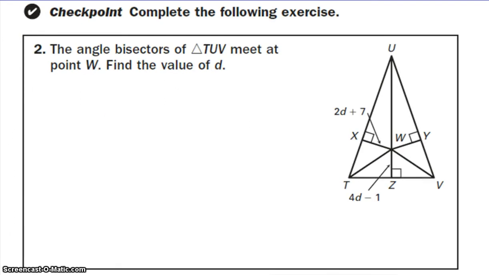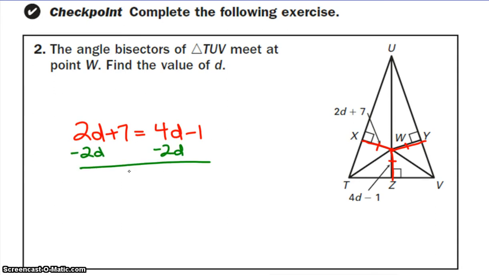Alright, it says the angle bisectors of TUV meet at point W. Find the value of D. Now notice the circle's not given here, but I do know the incenter is made by the angle bisectors and is equidistant to all of the sides of the triangle. So I know that 2D plus 7 must be equal to 4D minus 1 because they are the same length. So then I'm going to solve for D. Let's go ahead and subtract 2D from both sides. 7 equals 2D minus 1.